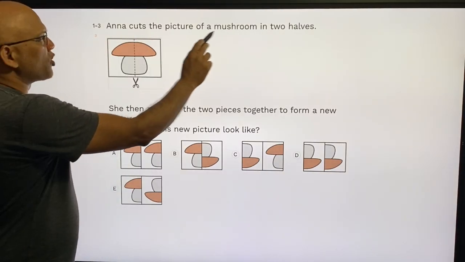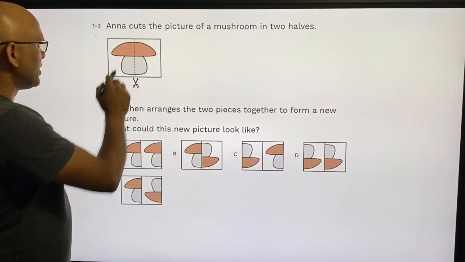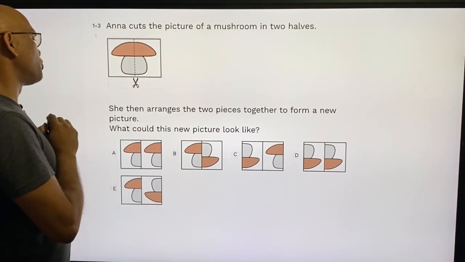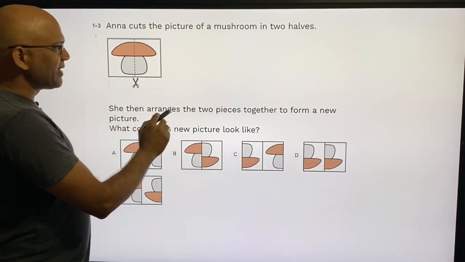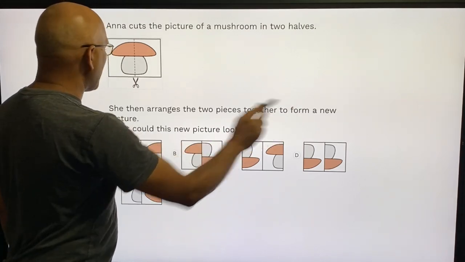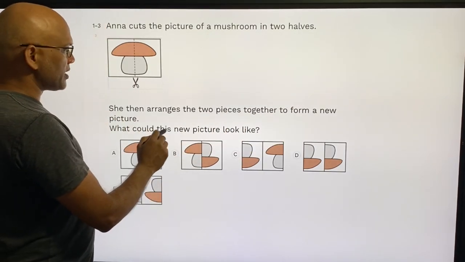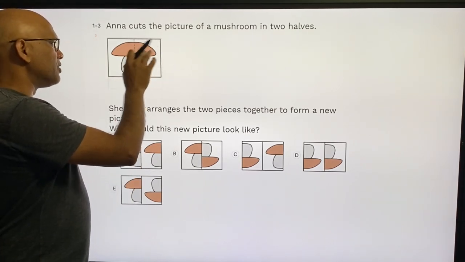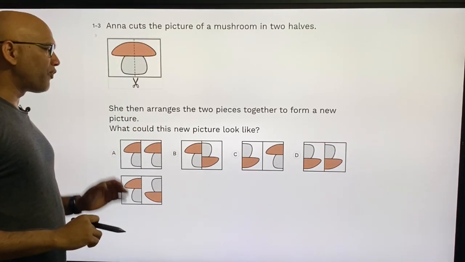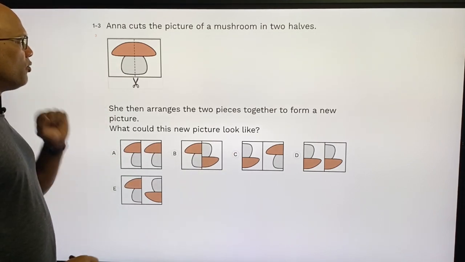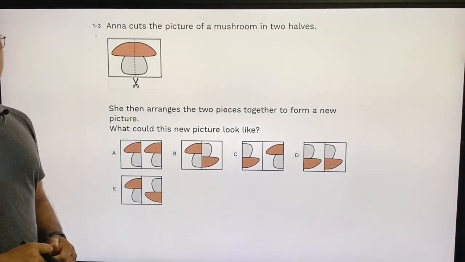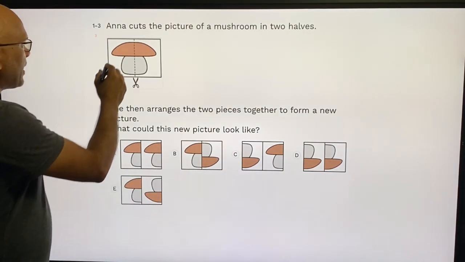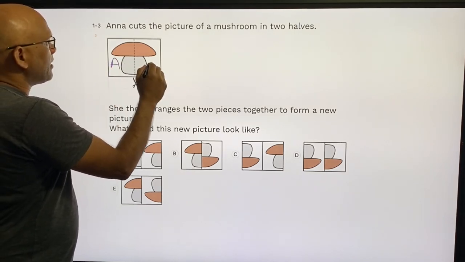Anna cuts the picture of a mushroom in two halves. This is the picture of a mushroom. This is cut in two halves. She then arranges the two pieces together to form a new picture. What could this new picture look like? So this is cut in two halves. And then the parts are rearranged, and we want to figure out which of these is going to match a rearranged picture. Let's call this part A. Let's call this part B.